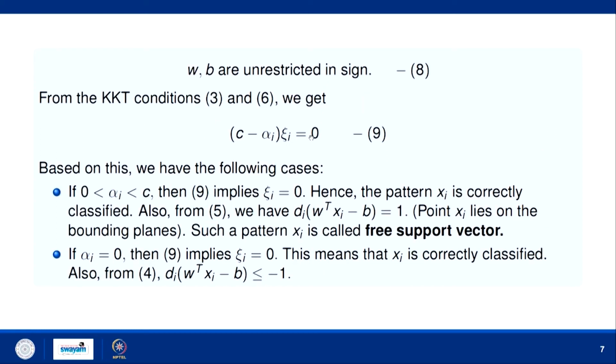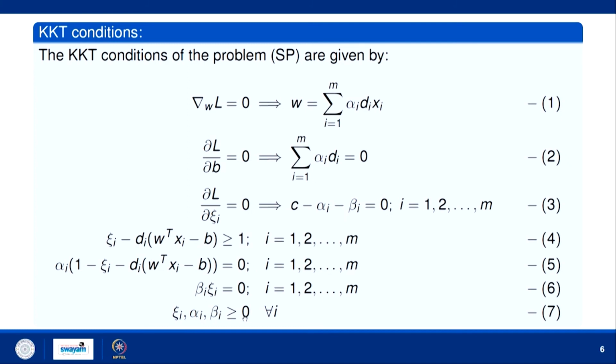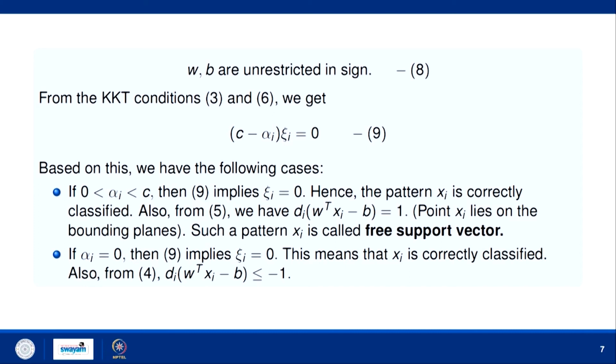Now, from this condition the following cases we may obtain. First of all, since alpha I's and beta I's are non-negative, alpha I is between 0 and C only, it cannot be more than C. If it is more than C, then beta I will become negative, but it is non-negative. So, the first case which may arise is that alpha I is between 0 and C. If alpha I is between 0 and C, that means this term is non-zero, so xi I equal to 0. If xi I equal to 0, that means that pattern is correctly classified.